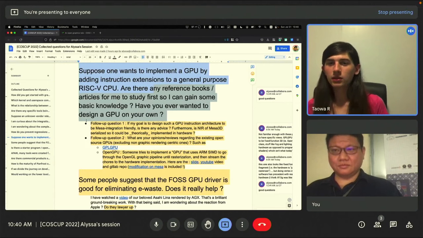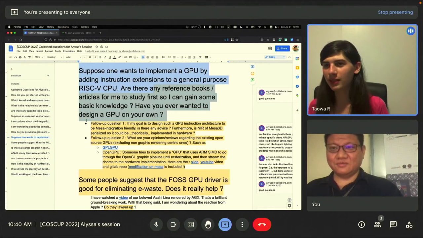That being said, for the follow-up question, if you're trying to design one for being integrated into Mesa, that shouldn't be the concern. Mesa is built for GPUs, not the other way around.